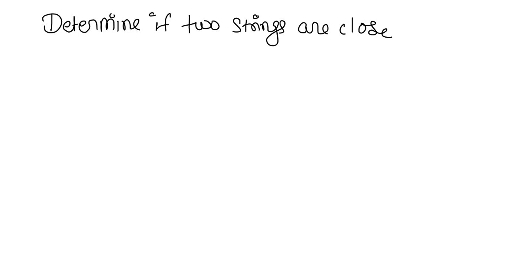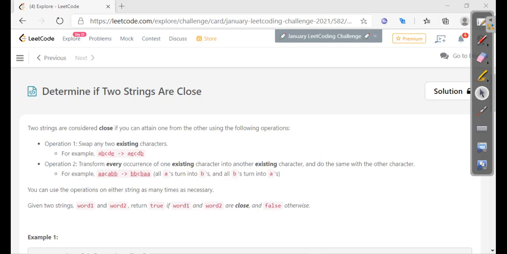In today's video, we are going to solve another interesting LeetCode problem, which is determine if two strings are close or not. So basically, we have been given two strings and we have to check whether those strings are close or not. So what do we mean by close strings? Two strings are called close if we can attain one from another using the following operations. We are allowed to do only two kinds of operation.